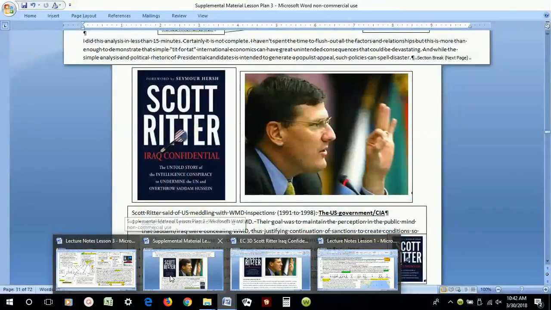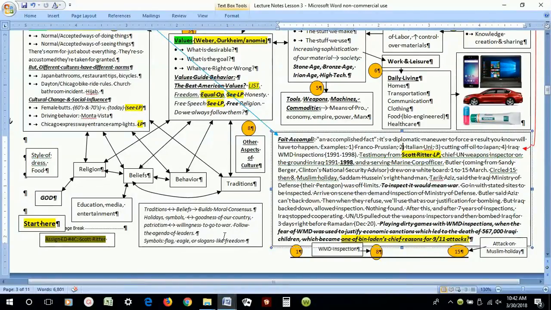So let me explain this to you. He said that this is one of the many incidents that occurred. Anyways, I'll try to explain it in a bit here. So he was chief UN weapons inspector on the ground in Iraq, 1991 to 1998, and a serving Marine Corps officer. A guy named Richard Butler, who was a supervisor, came to him, right? And he said it was coming from Sandy Berger, who was Clinton's national security advisor. He said, this is coming straight from Sandy Berger.